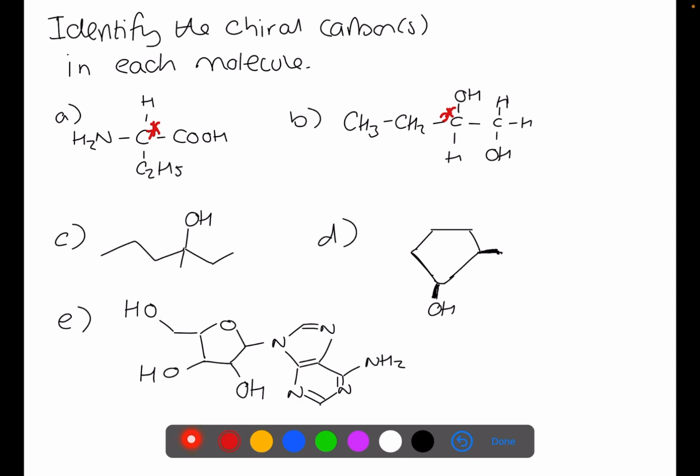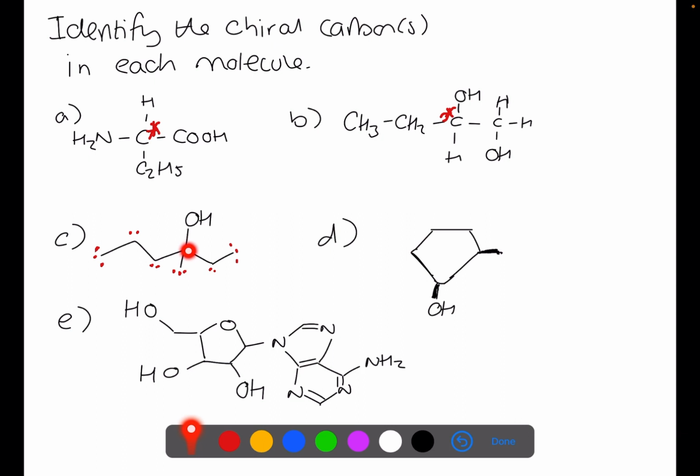When it comes to looking at skeletal structures, sometimes it can help to put in where the hydrogens would be. I'm just going to put them in as dots. So this one would have 3 hydrogens, so cannot be a chiral carbon. This one would have 2. This one would have 2. This one has all 4 bonds already used. This one here would have 3, would have 2 on this one, and 3 on this end one.